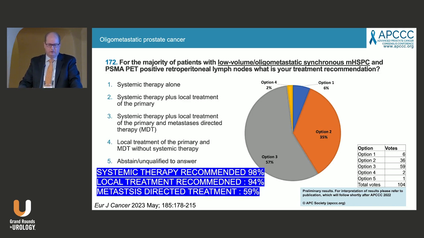They then asked, for low-volume metastatic prostate cancer and positive retroperitoneal lymph nodes, what do you recommend? Systemic therapy alone, systemic therapy plus local therapy, systemic therapy plus therapy to the pelvic lymph nodes. Here, a slightly higher group, 98% recommended systemic therapy, 94% did local therapy, and 59% recommended therapy to the metastasis with radiation or surgery.